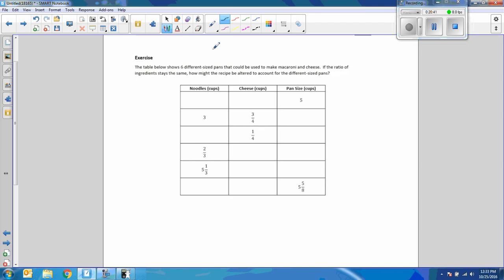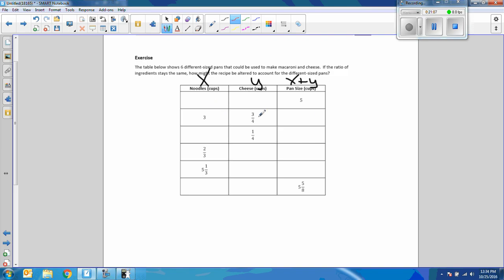So, I'm going to call this X, call this Y, and pan size in cups would be X plus Y, okay? Noodles plus cheese has to fit in the pan, so we add. Alright, so the first thing we need to do is look at something where we know both values, which is right here, 3/4 and 3. Alright?